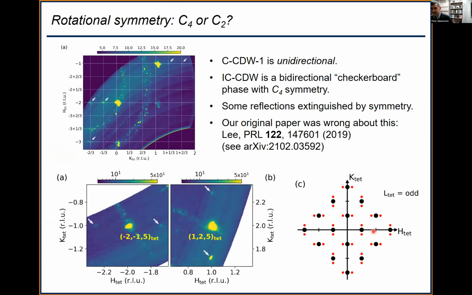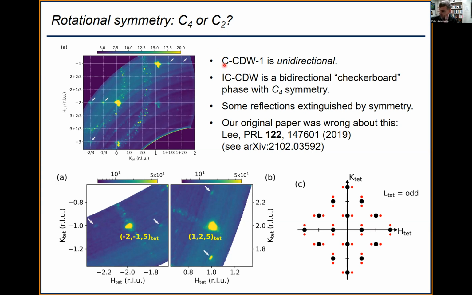Okay, so we spent a lot of time trying to understand whether these CDWs break rotational symmetry. This was especially important when the Paglione group started to see nematic phenomena. So there's a question: are these CDWs C4, meaning they have rotational symmetry, or is it C2, meaning it's some kind of unidirectional order?